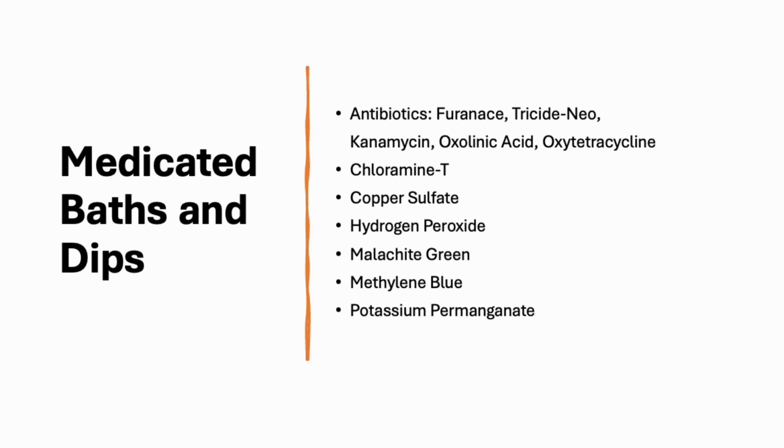Hydrogen peroxide is used for fungus. Malachite green and methylene blue are used for fungus and sometimes bacteria. And potassium permanganate, which is another oxidizer, can help to treat external bacterial and fungal infections.